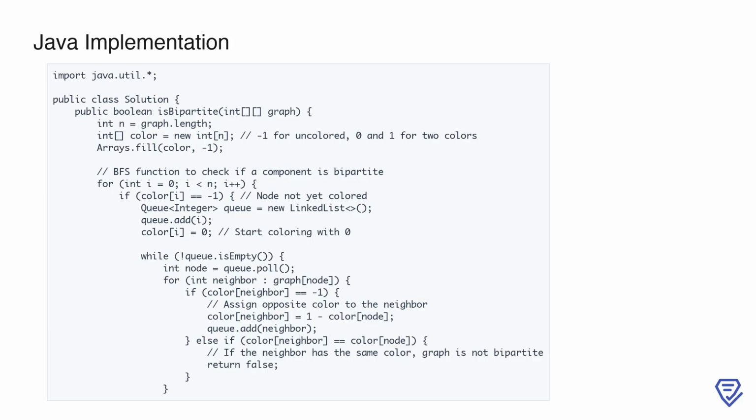If a neighbor is uncolored, we assign it the opposite color and add it to the queue for further exploration. However, if a neighbor is already colored and has the same color as the current node, we immediately return false, as this violates the conditions for a bipartite graph.